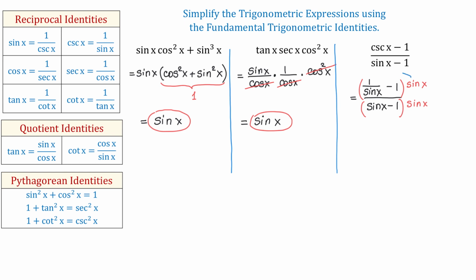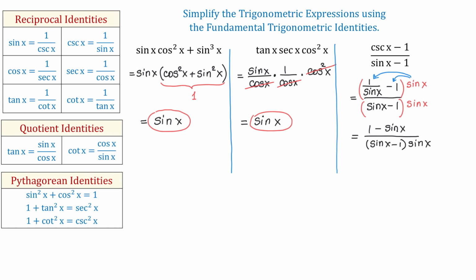And now we need to distribute sine of x. And when we multiply sine of x by 1 over sine of x, then sine of x will cancel and we will get 1. So let's start a fraction and write 1. And now sine of x times negative 1 is negative sine of x. Then we will write minus sine of x. And for now, let's keep the denominator the same. Sine of x minus 1 multiplied by sine of x.